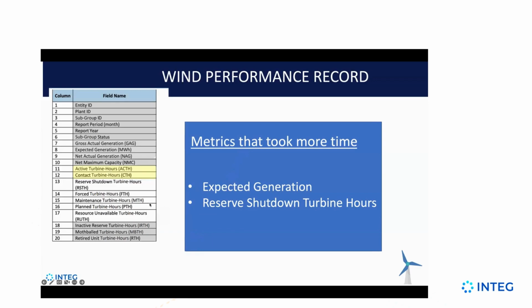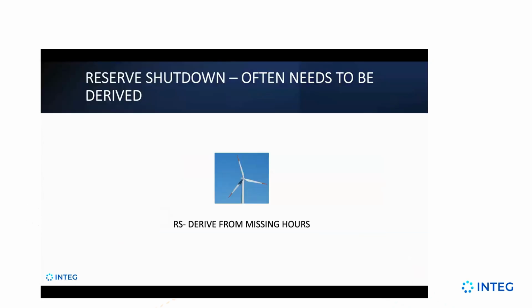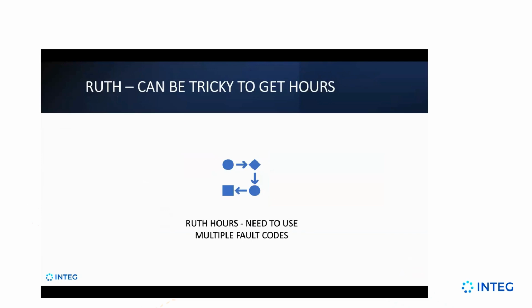And then again, reserve shutdown ends up being a calc. Most folks don't have this correctly, or they don't know how to measure this that well. But what you can say is you get everything else, and then whatever is left over, you just throw into this bucket, because that's the best way to do this. So like I said, reserve shutdowns derive from any of the missing hours that are left from the period hours, and you should be able to fill everything in.